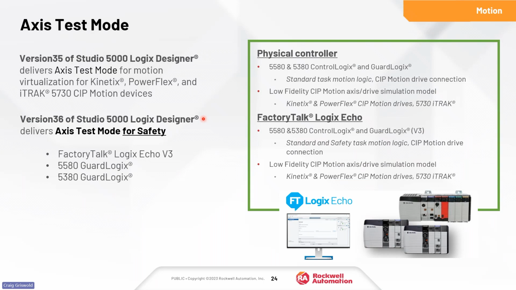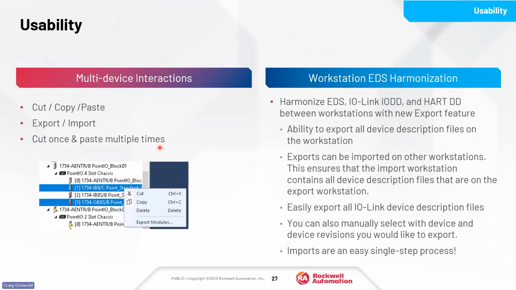Another new feature: access test mode. We released an access test mode for motion in version 35, and now we've added an access test mode for safety as well for these devices. So I can validate my safety motion without having to have the physical hardware there, using this access test mode. It's available for Logix Echo version 3, 5580 and 5380 controllers.